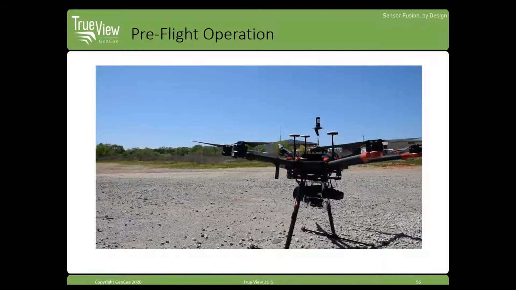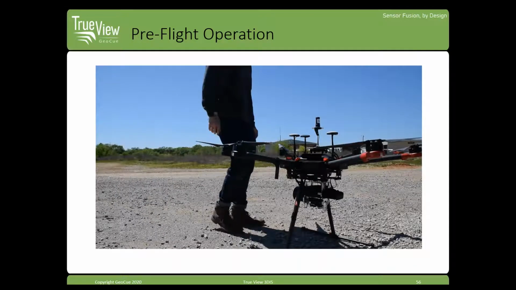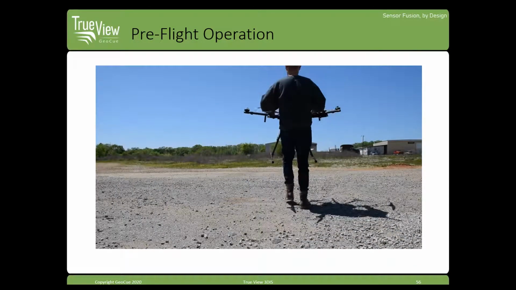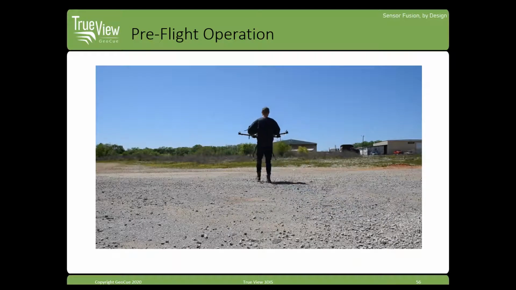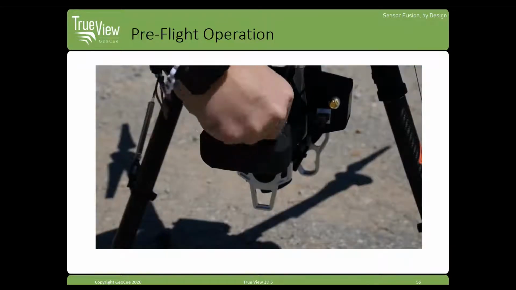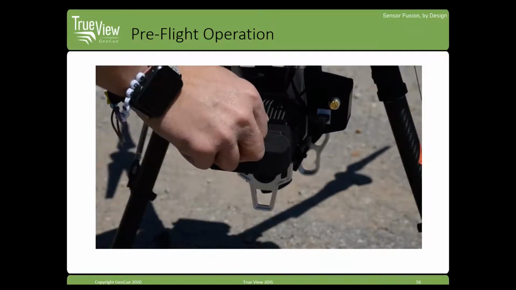So, pre-flight operations. We'll have everything mounted, ready to go. We'll move the aircraft to a safe launching point, aircraft faced away from us, of course. You can then turn the system on by just flipping the switch in the battery cover, and then close the battery door.